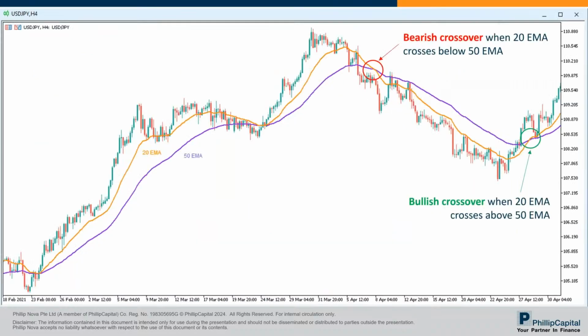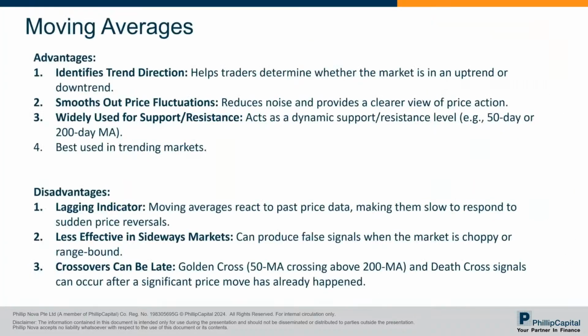Okay, so then you may be wondering, is this a perfect indicator? Do I just use this all the time? Of course, no indicator is perfect, no strategy is perfect. There's a pro and there's a con to it. So the pro of using a moving average is that it helps you to identify objectively if the trend is going up or down. It smoothens out the price fluctuation. And the third point right here, it is widely used as a support and resistance.